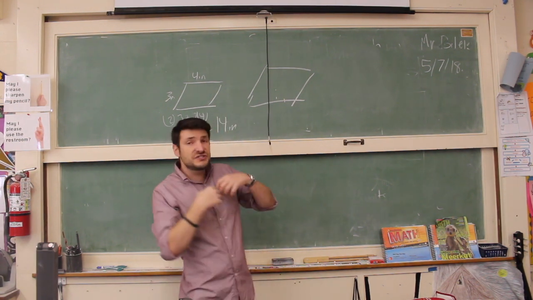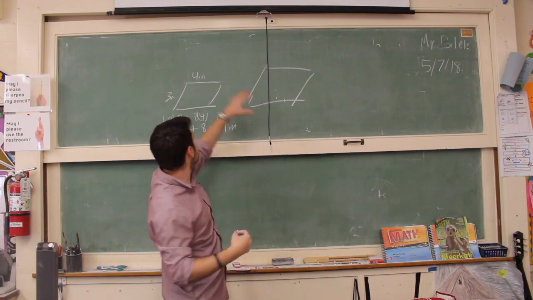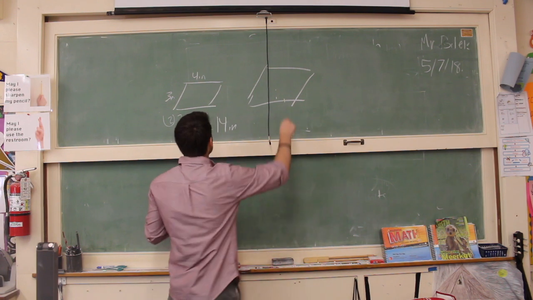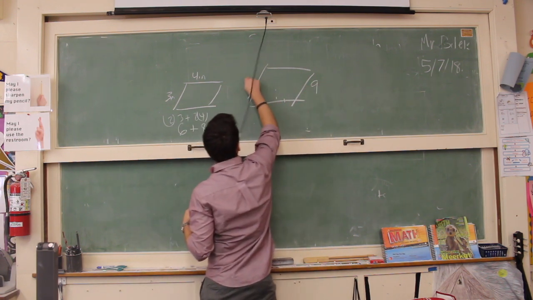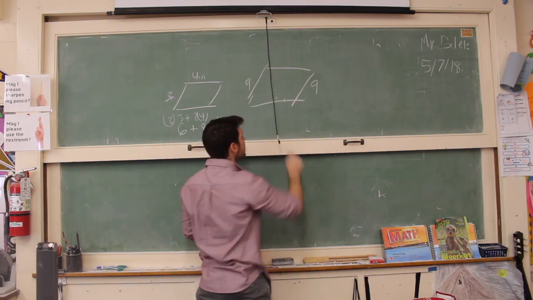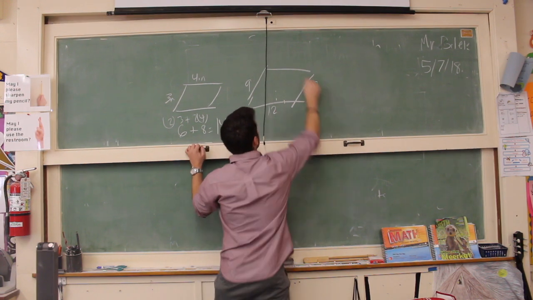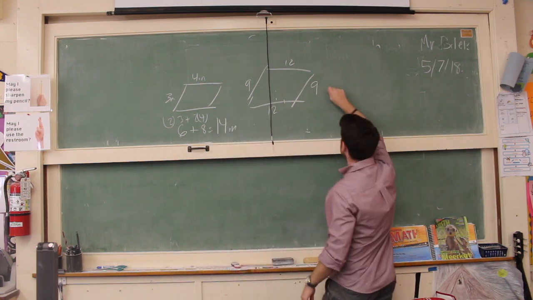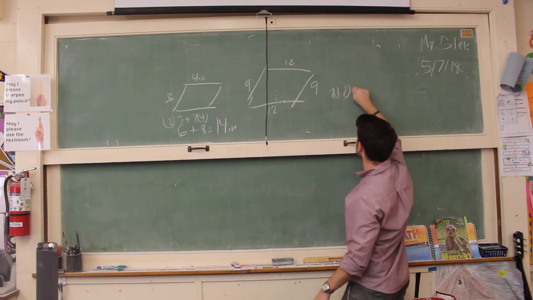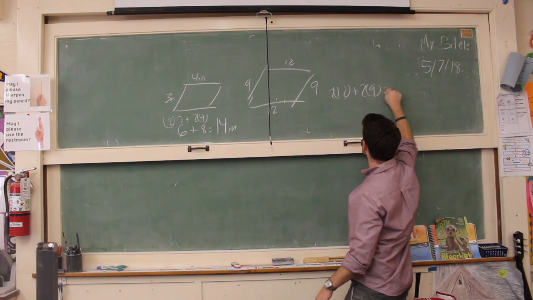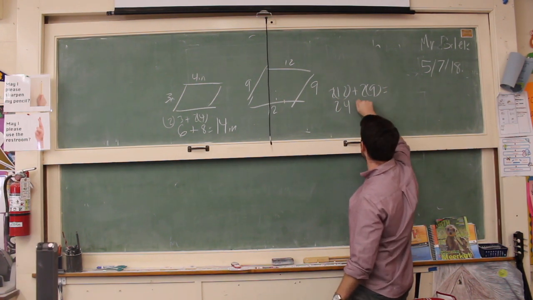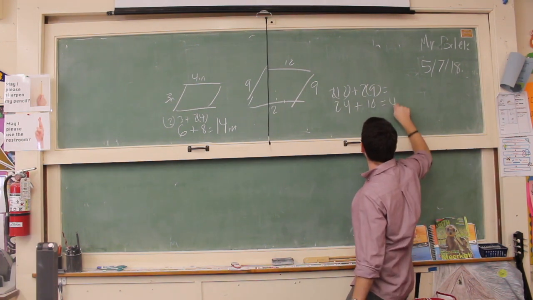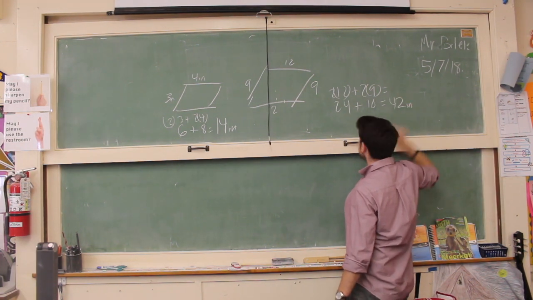Now, I want to take each of these sides and triple it, or multiply it by 3. So this becomes 9, and this, 4 times 3, becomes 12. What's my new perimeter? Well, 2 of these 12s plus 2 of these 9s. 2 times 12 is 24. 24 plus 18 equals 42 inches.